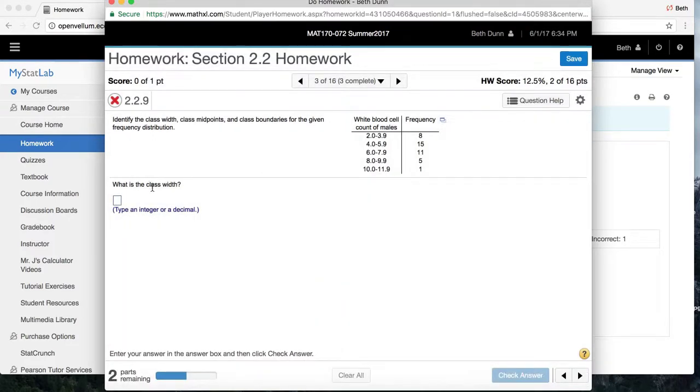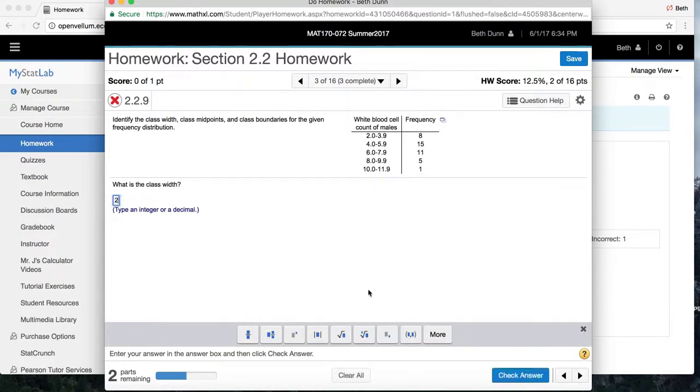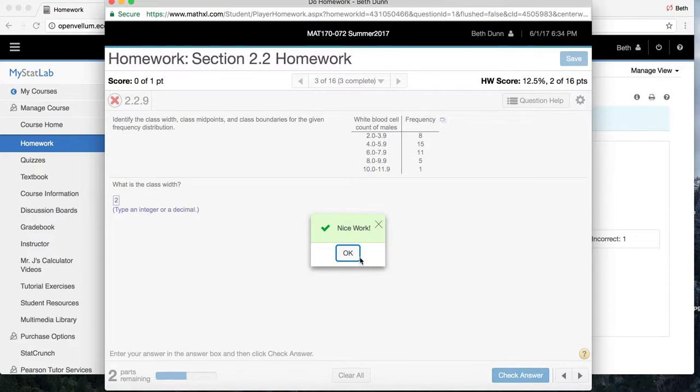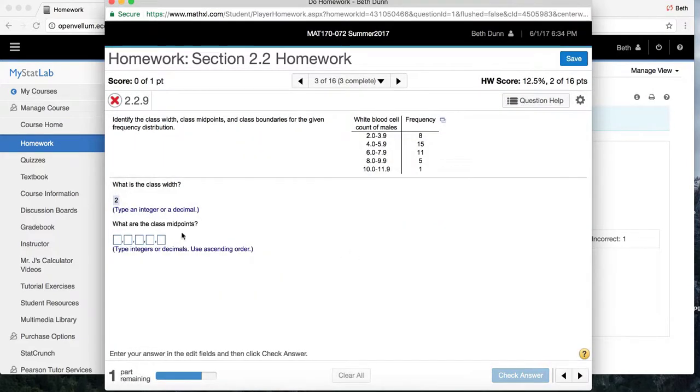So what is the class width? After you do your readings, you're going to realize you're going to subtract these 2 lower classes. 4.0 minus 2.0 is 2. So the class width is 2. I got the answer right. I'll click OK. It's going to pull up the next question.